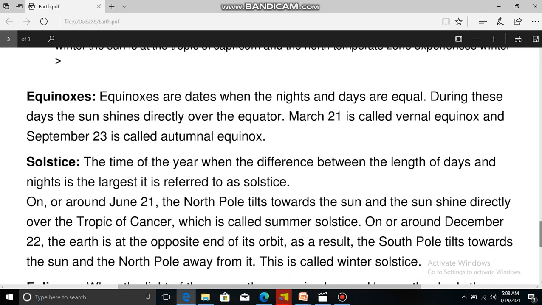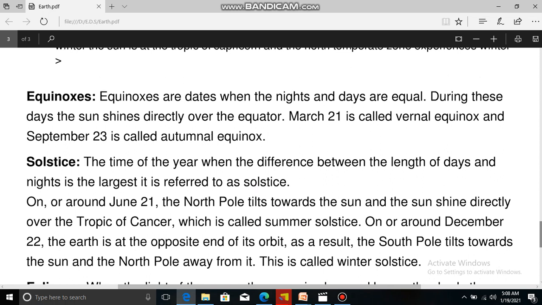Equinoxes. Equinoxes are dates when the night and day are equal. During these days, the Sun shines directly over the equator. 21st March is called the vernal equinox and September 23rd is called the autumnal equinox.